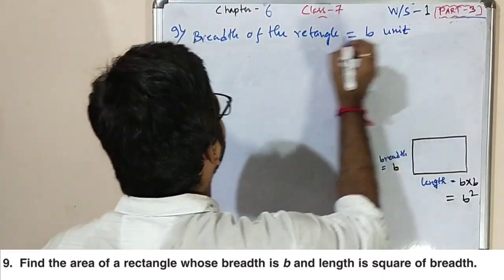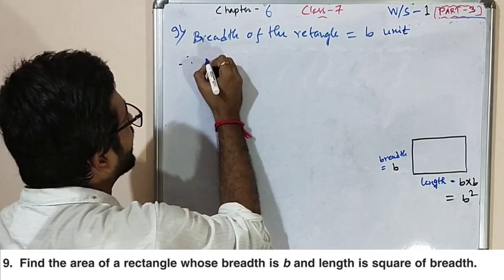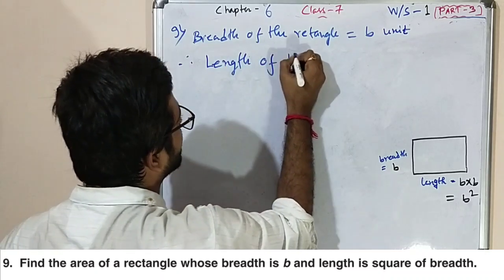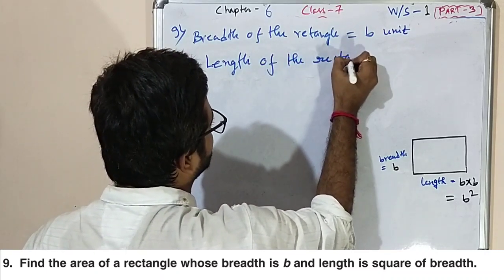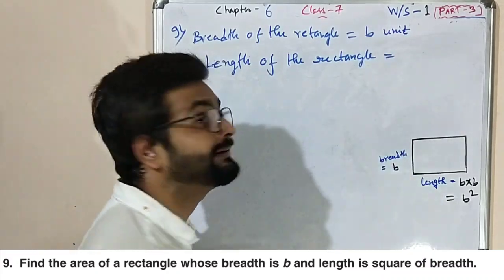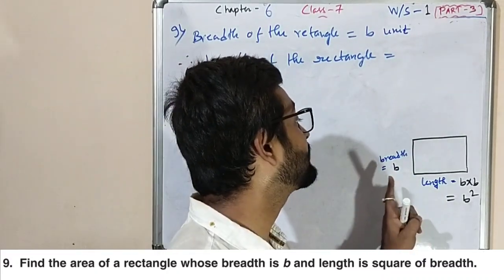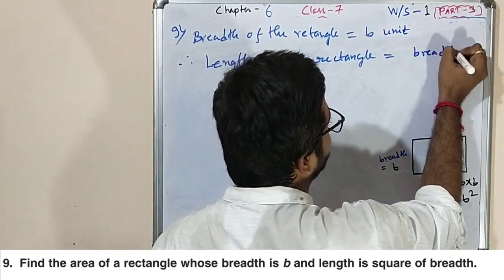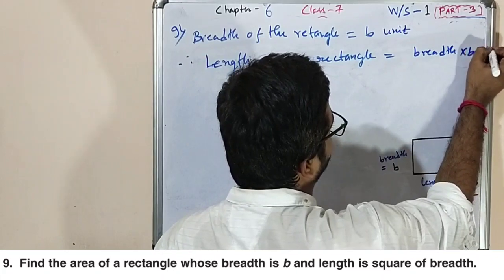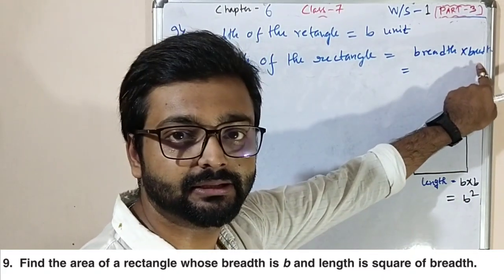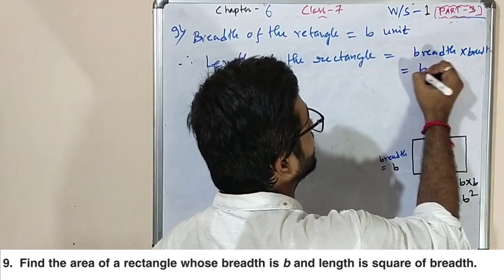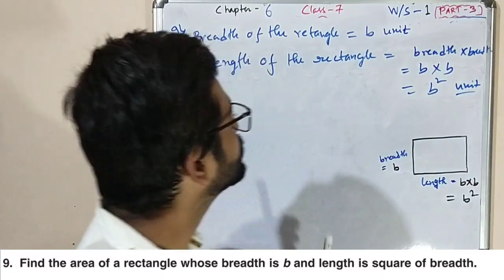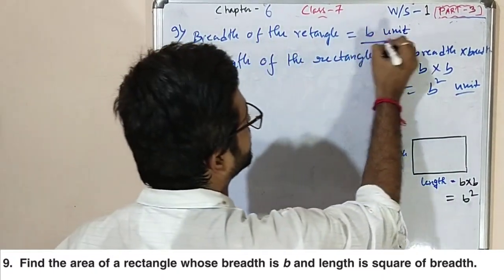Okay, so now next, therefore length I have to find. Length of the rectangle equals to what? The relation given, again I am telling you, that square of the breadth. So breadth into breadth, that means what? B into B, that means B square unit. So this is the length and this is the breadth, these two values.